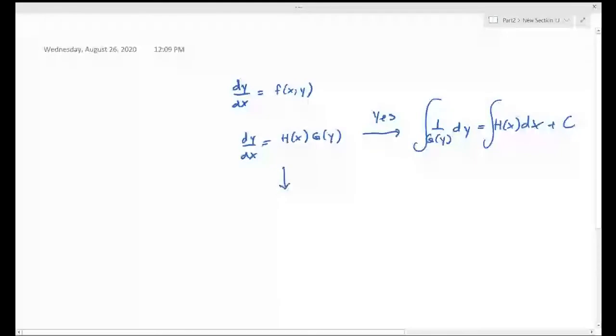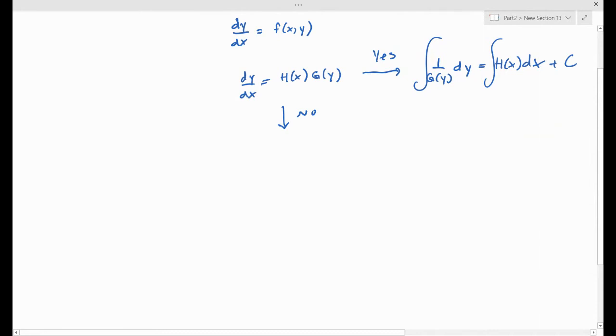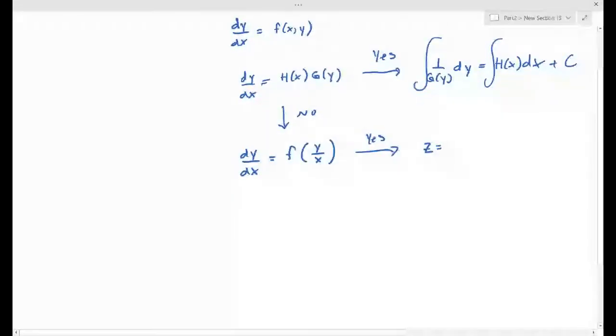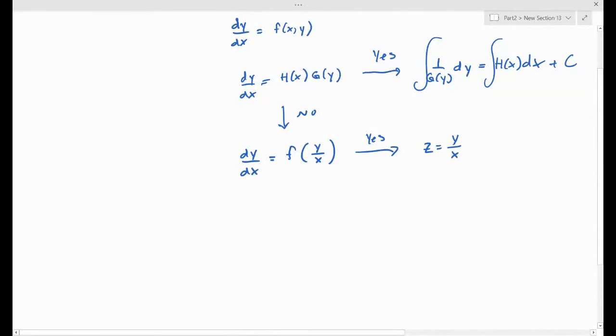But if the answer is no, maybe you want to check whether it's homogeneous, right? So can the right-hand side be thought of as a function of y divided by x? And if the answer is yes, then you know that you have the substitution where you make y divided by x equal to z. And invariably, if you do this correctly, you should get something that's separable. But instead of y, you'll have z.